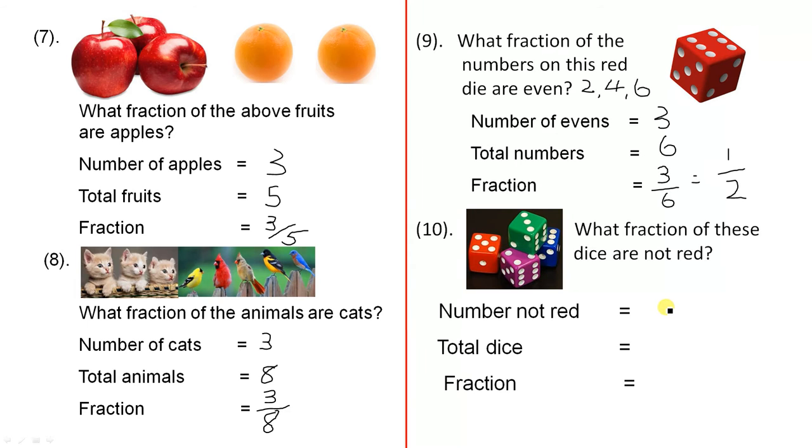What fraction of these dice are not red? So the number that are not red are 1, 2, 3. So those 3 there are not red. So there are 3 of them. The total number of dice is 4. So the fraction that are not red will be 3 over 4.